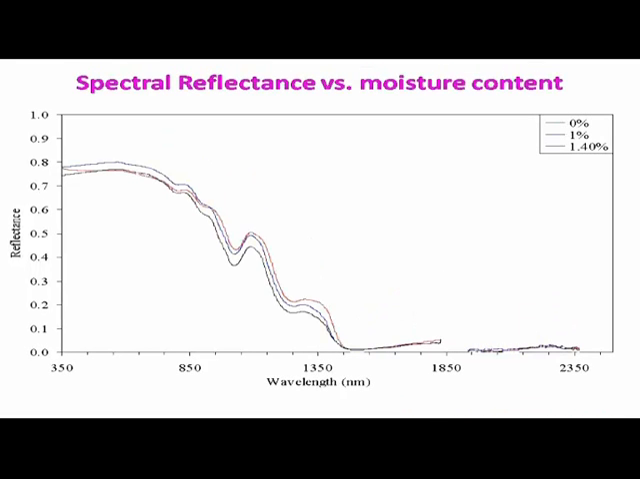Then this is the experiment which was conducted for the varying moisture content. Again, due to the moisture, as I've said, there is very small variation in the reflectance, but as this moisture content increases, you'll find in the absorption there is a slight shift that was observed. So once you have hyperspectral data, you can find these small changes in the absorption bands.